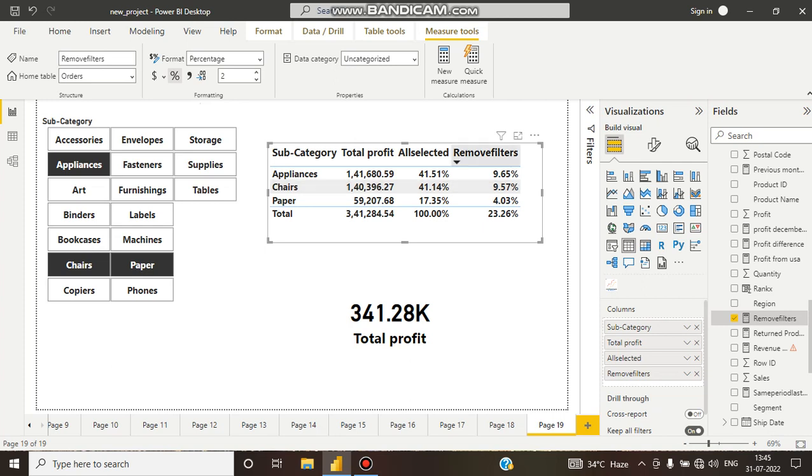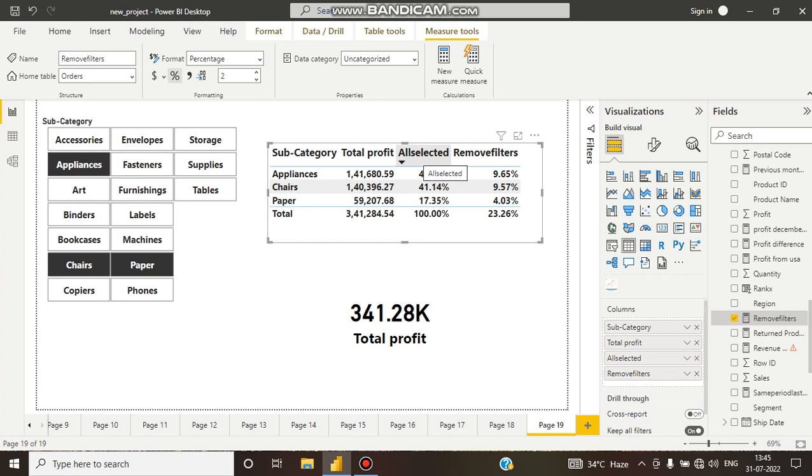Then what is REMOVEFILTERS doing? With REMOVEFILTERS, here you can see the percentage is different. Application 9.65, shares 9.57%, like this, and the total is 23.26%. So why 23.26%? Because REMOVEFILTERS is removing all the filters. The filters we have taken were only the three products. REMOVEFILTERS is removing the filters.